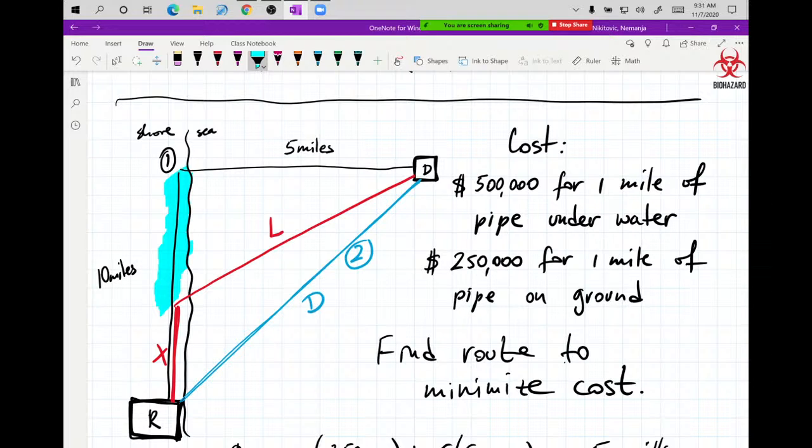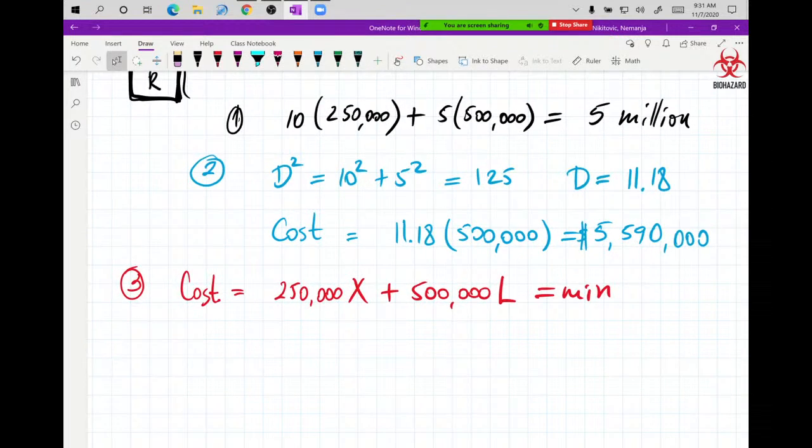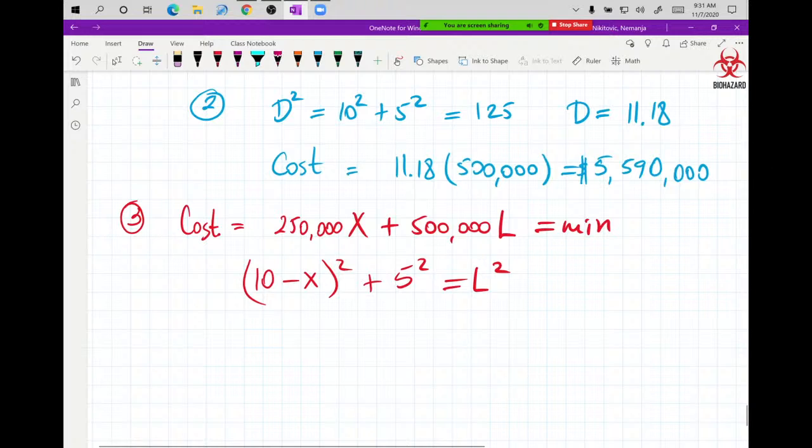10 minus x. Beautiful, 10 minus x. And as soon as you realize that this is 10 minus x, you guys are done. Now you have your Pythagorean theorem, (10 minus x) squared plus 5 squared equals L squared. So the constraint is (10 minus x) squared plus 5 squared equals L squared. And you can clearly solve this for L, plug it in there, differentiate, and you will have your x. You can calculate L and pocket the money.